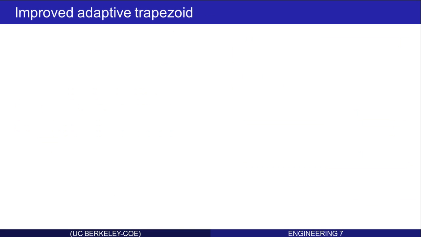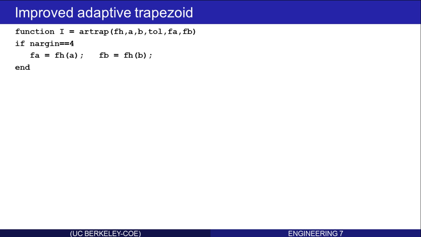Okay, so here's the improved version. First thing to notice is that rather than 4 input arguments, there are 6 input arguments. But the first thing checks to see whether or not it was called with 4. 4 is the normal manner in which a user will call this, passing in a function handle, the 2 limits of integration, and the tolerance. If that's how it is called, then the first thing it must do is evaluate the function fh at the 2 endpoints, a and b.